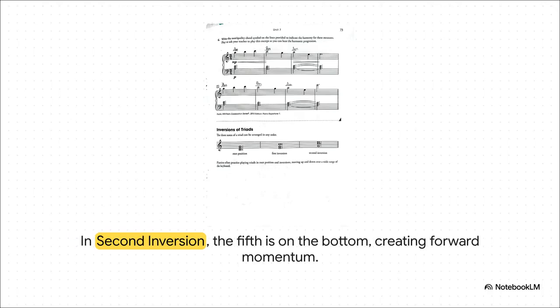And we can shuffle them one more time. Now we put the fifth on the bottom. This gives us what's called a second inversion. This one often feels the most, well, unstable of the three. It feels like it's leaning, like it really wants to go somewhere else. And that's exactly why musicians use it. It's a fantastic way to create these really smooth, flowing connections from one chord to the next.